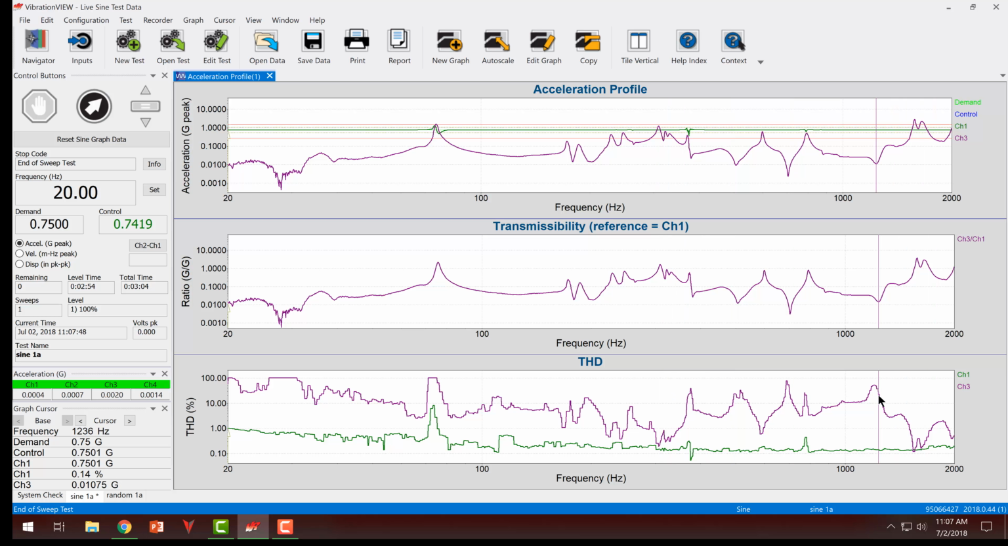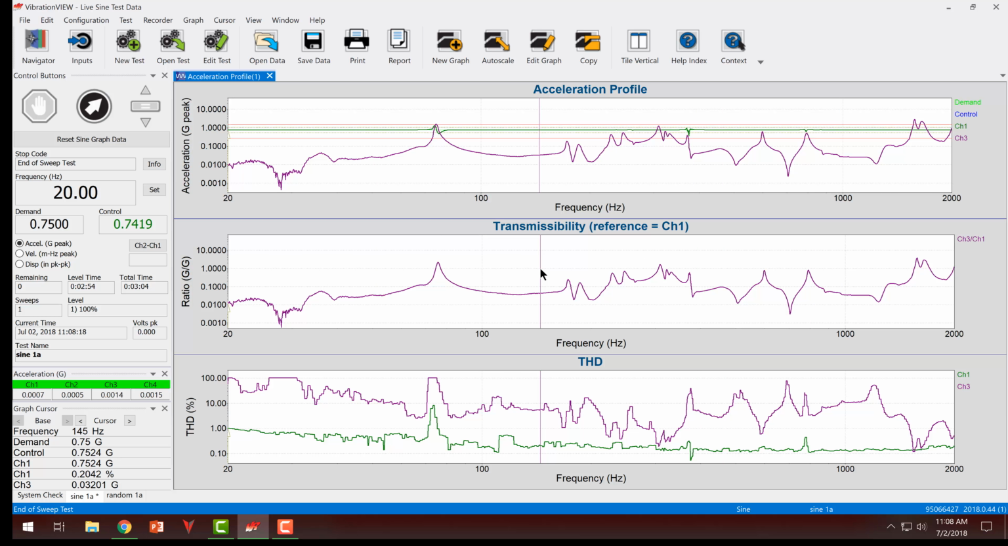We would expect that. We wouldn't expect that channel to have the same kind of vibration as channel 1, but there are a few places where the THD lowers and it becomes similar, and the transmissibility graph is showing us that there is some activity on that other axis influenced because of the vibration of that shaker head. So there's an example in the sine testing of the use of THD.